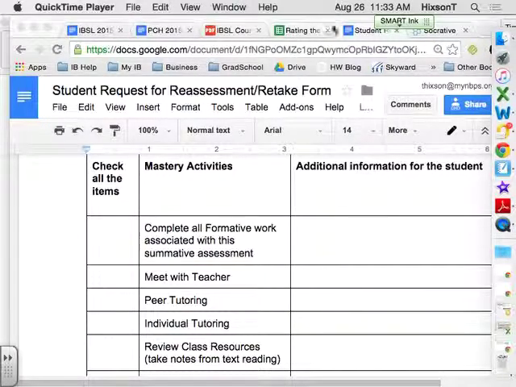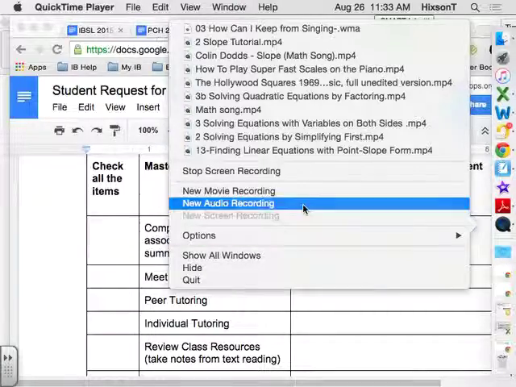11th and 12th, yeah, you have advisory. And 9th graders go to lunch now, right? Yes. Thank you, Mr.